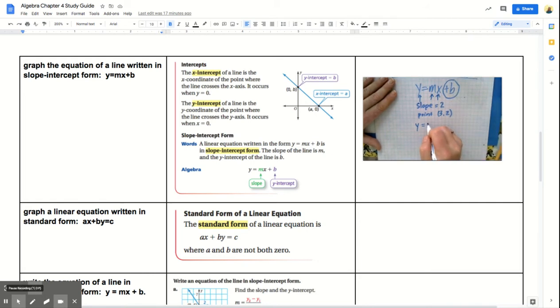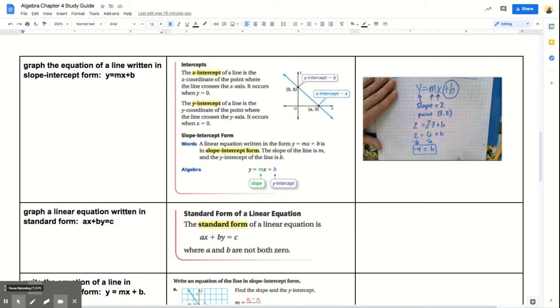So we have y equals, our slope is 2x plus b. But we know our x value is 3, so we're going to put that right there. And our y value is 2, okay? So we would say 2 equals 2 times 3 is 6 plus b. Well, we want to get b all by itself, so we're going to subtract 6 from both sides, and we end up with negative 4 equals b.